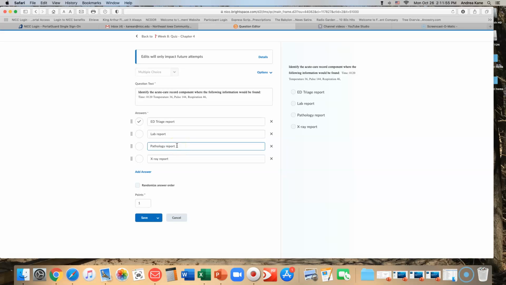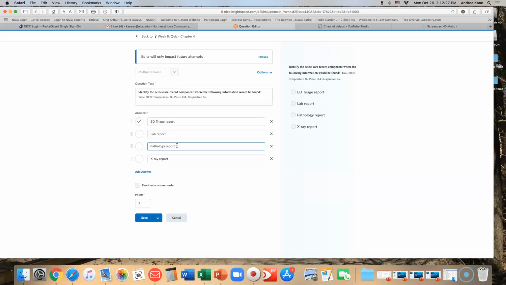Would a pathology report, and that's looking at a tissue sample or looking for cancerous cells or those types of things, would that have vital signs on it? No. Would an x-ray report, someone who breaks a bone and they have an x-ray done, would that have their current vital signs on it? No. All the x-ray report's going to have on it is their demographic information to identify them and the film itself and the interpretation of the film.